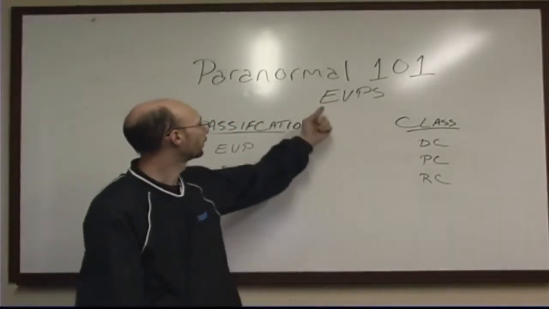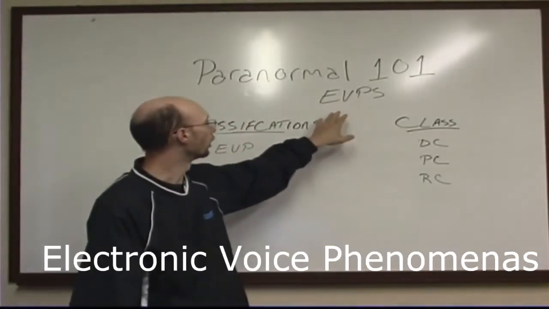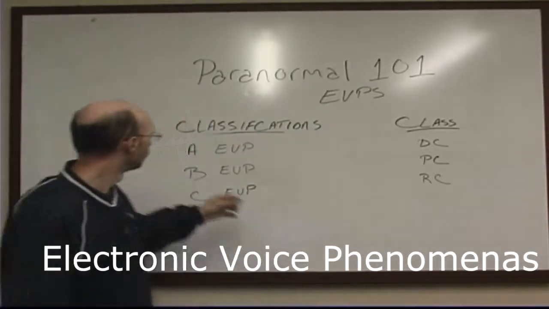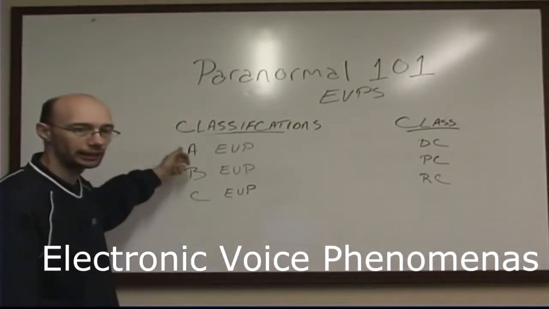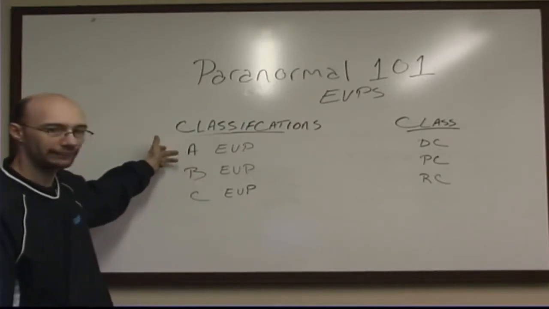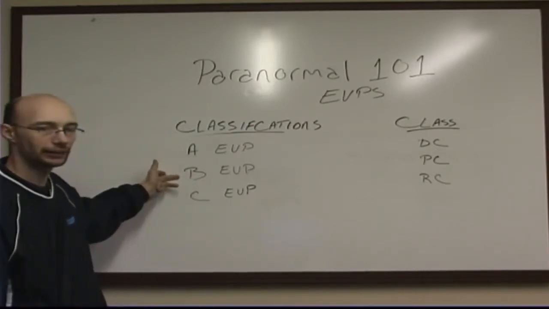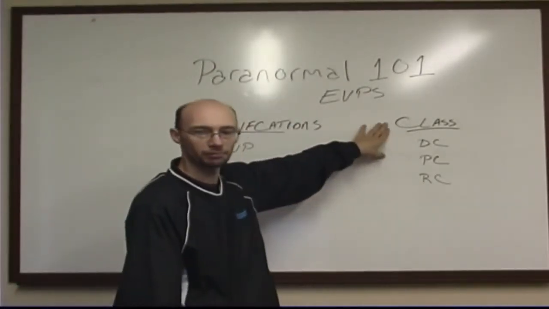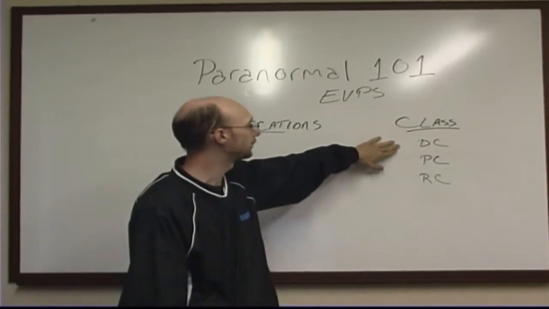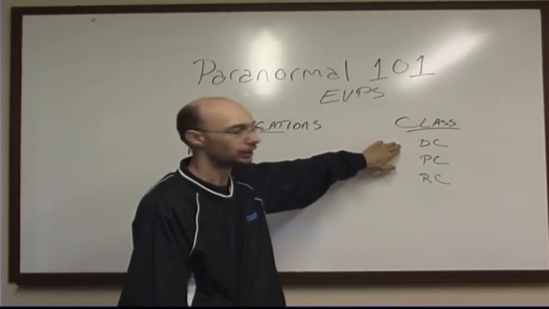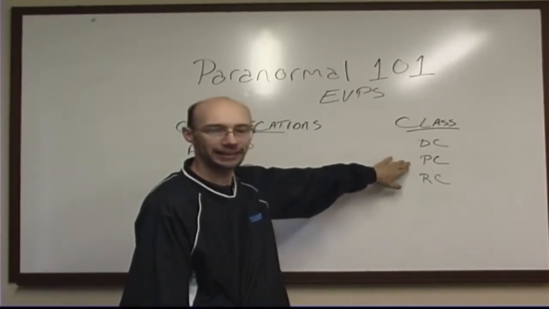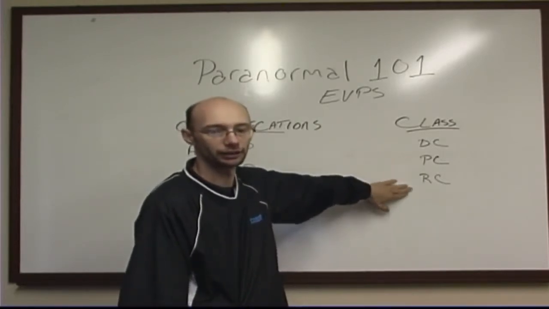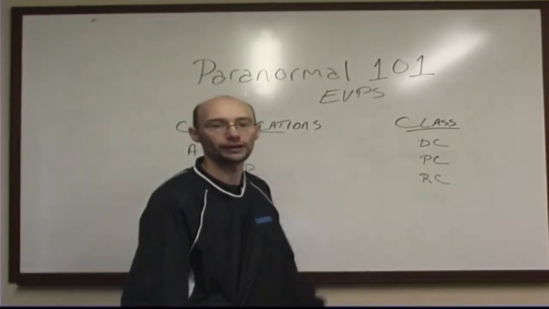Today we're going to be talking about EVPs, or electronic voice phenomena. We'll be talking about classifications: A EVP, B EVP, and C EVP, and then we're going to be talking about the classes: DC, or direct communication, PC, or personal communication, and RC, random communication.